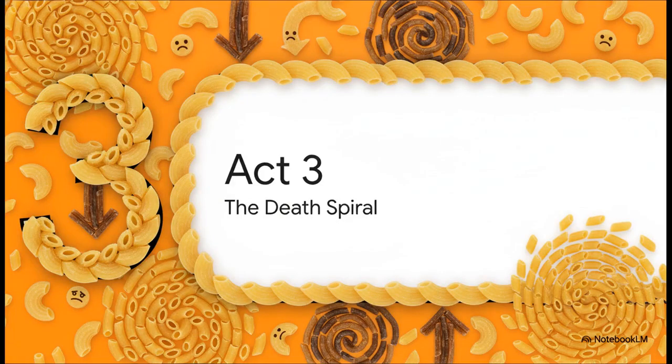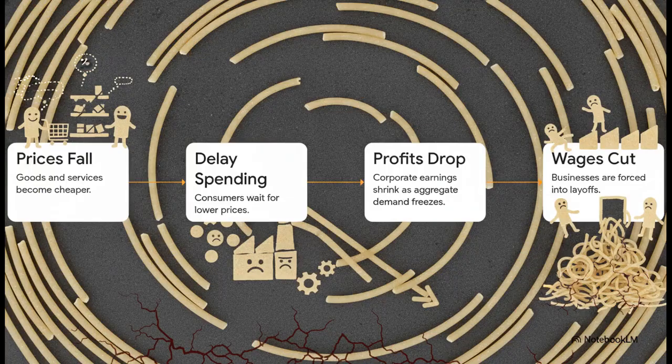Act 3. The death spiral. A little deflation might sound great to a consumer, but to a macroeconomist, it's the stuff of nightmares. Here's why. It builds into a terrifying cycle called the deflationary spiral. Think about it. If consumers expect things to be 5% cheaper next year, they freeze aggregate demand by delaying consumption today. I mean, why buy a TV now if it's going to be cheaper in 6 months?